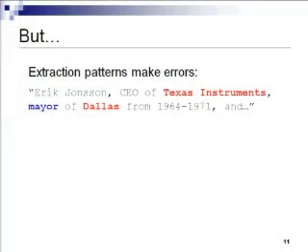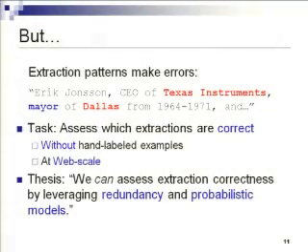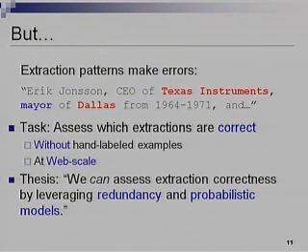So that's an error. So there's a key problem here of determining which of the extractions that these patterns produce are actually correct. And what makes this hard is that we need to be able to do it without hand-labeled examples, and we need our solutions to scale to a corpus the size of the web. So this is the task I'm going to focus on. And my PhD thesis says, relatively free of jargon, that we can do this if we leverage redundancy in large text collections and probabilistic models, which I'll describe.